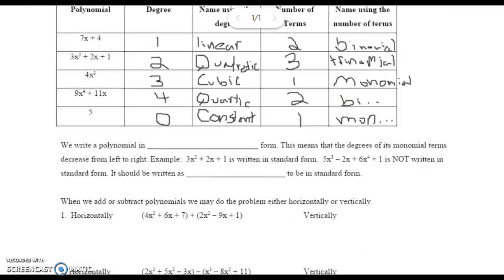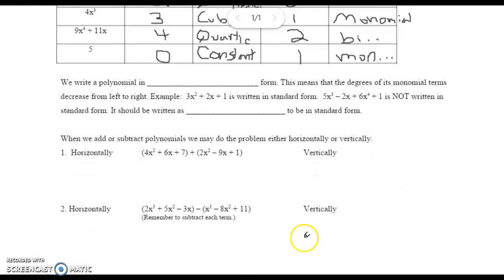Okay? Now, if you scroll down, one of the big things that we want to do when we look at a polynomial is we want to write it in what we call standard form. Now, this is kind of like linear standard form, but it's a little bit different. In standard form, what you are trying to do is write your polynomial with the highest degree coming first. You want to have them go in order from left to right. So 3x squared plus 2x plus 1, that's standard form. It is going from highest to lowest.